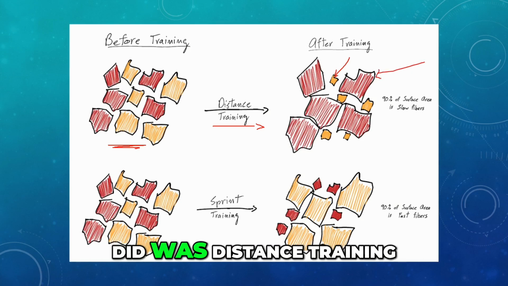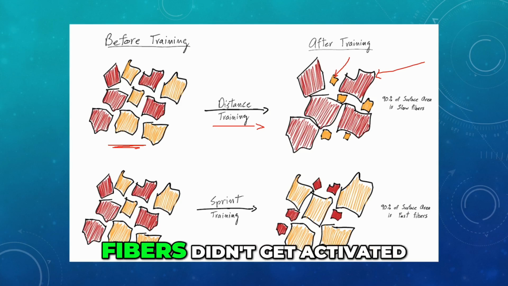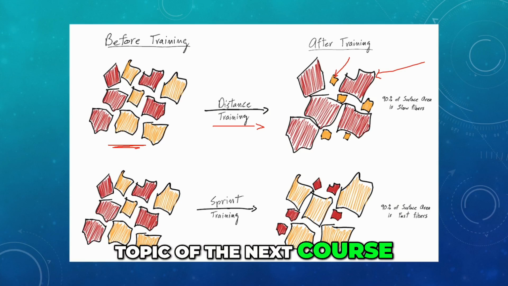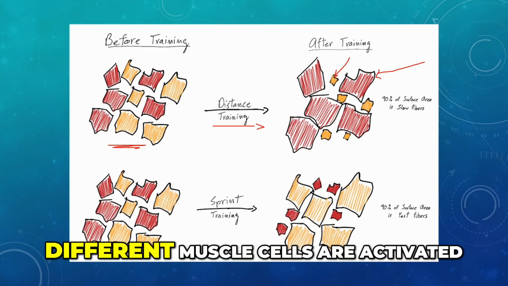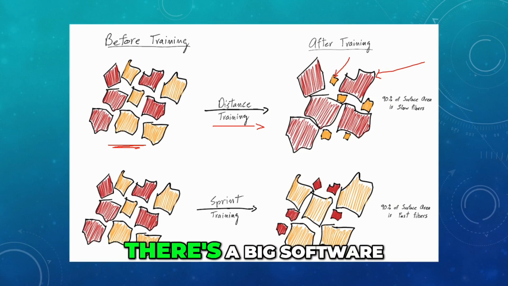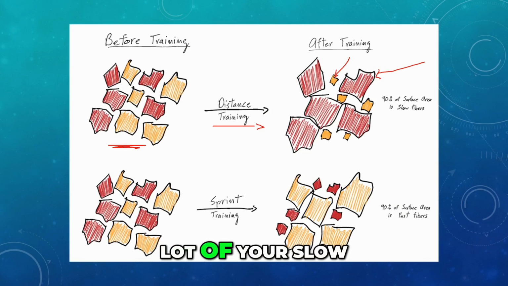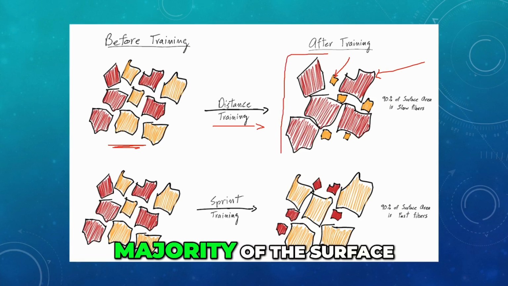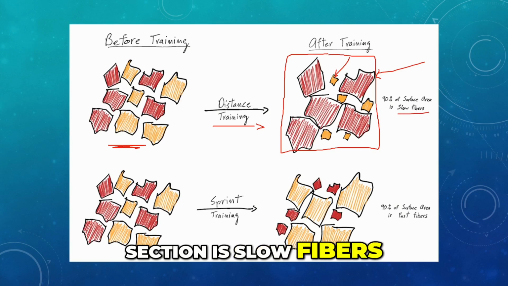So if all you did was distance training and those fast twitch fibers didn't get activated, and that'll be the topic of the next course, the motor unit, where we'll explain how different muscle cells are activated. There's a big software component to all this. But if these atrophy and you grow a lot of your slow twitch fibers, you can tell here, like the majority of the surface area of this cross section is slow fibers.